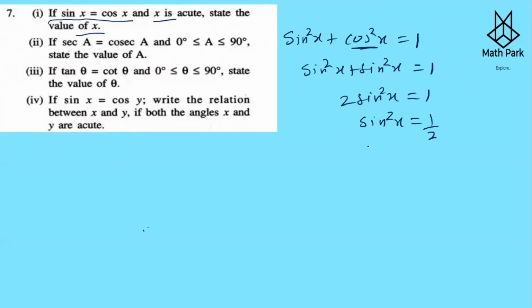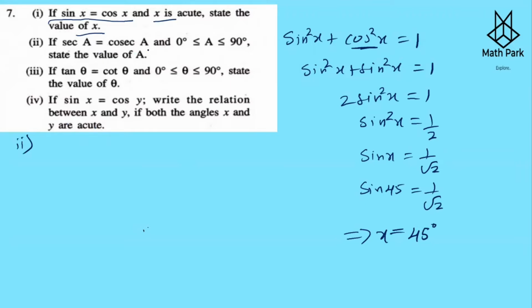Let us take the square root on both sides. So we get sin x is 1 by root 2. And we know that sin 45 is equal to 1 by root 2. So this implies x is equal to 45 degree. Got it? Now same way, let us do the second part over here.